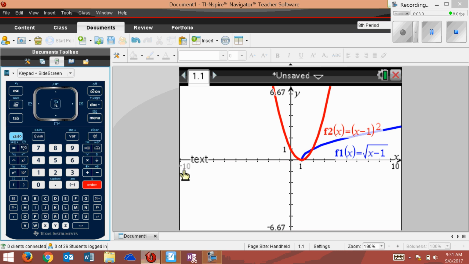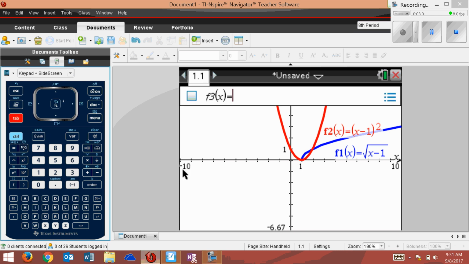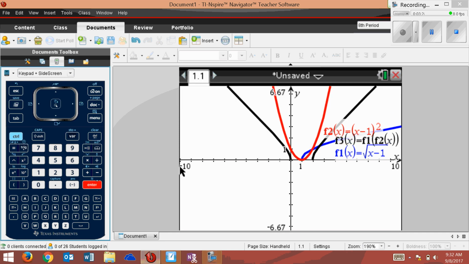And here's how you do f of g. So on this third equation, this is f, this one's g. You're going to write f1, referring to the first equation here. And then instead of doing x in the parentheses, you'll do a parentheses. You're going to put f2 inside of it because the g goes inside the f. And then you put your x. So we have f1 with the function f2 inside. When I press enter, I get this image here.